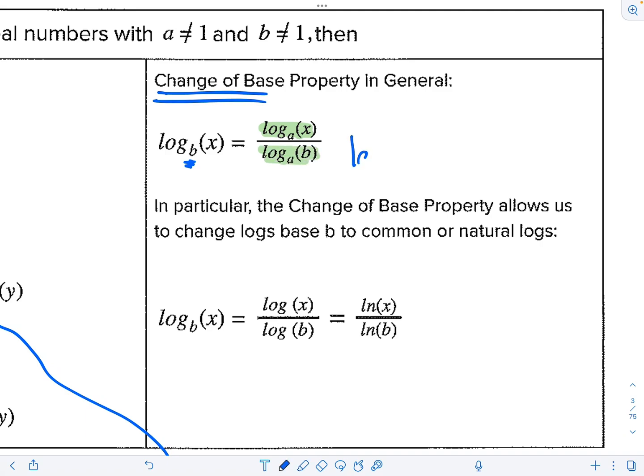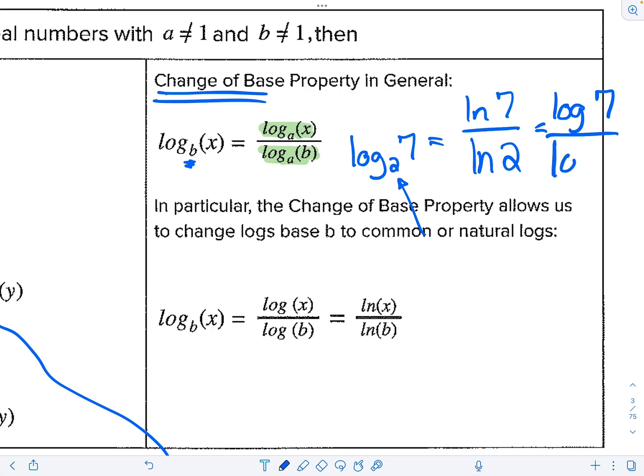So for example, say you wanted to find the log of 7 base 2. 2 raised to what power is 7? Well, we don't know that. Our calculator doesn't have base 2. We could make it the natural log of 7 over the natural log of 2. I've changed the base. If you in your calculator want to use the common log, or log base 10 of 7 over log base 10 of 2, those are equivalent, and they are also equivalent to this number right here. So that's a change of base formula.